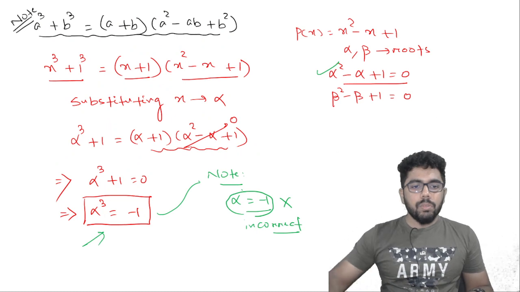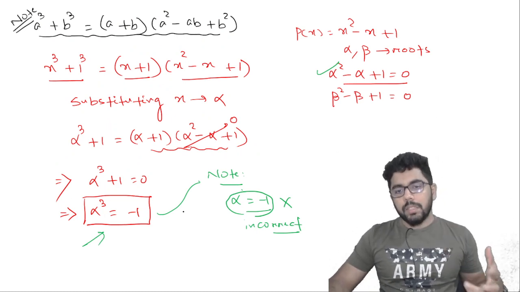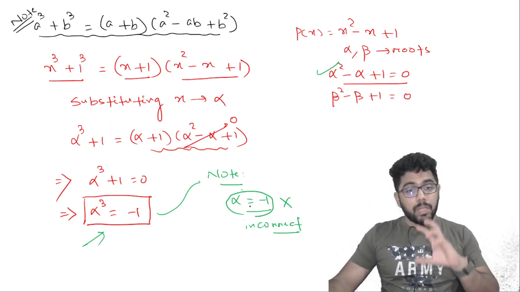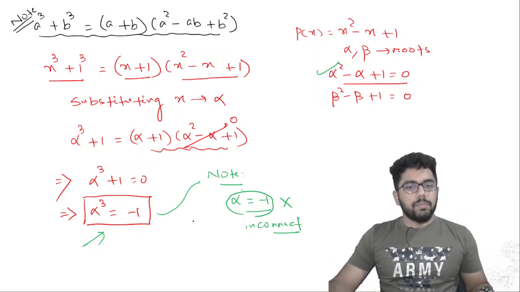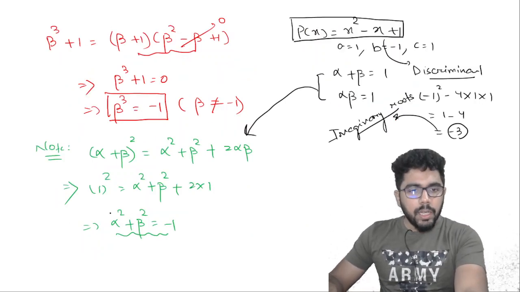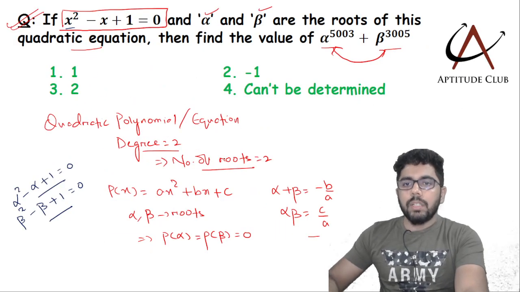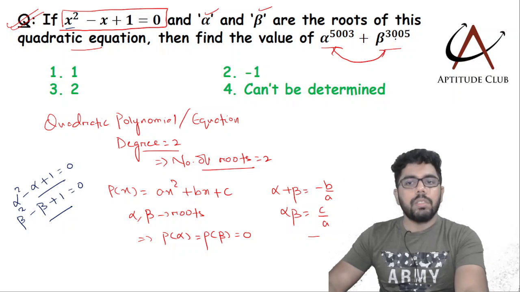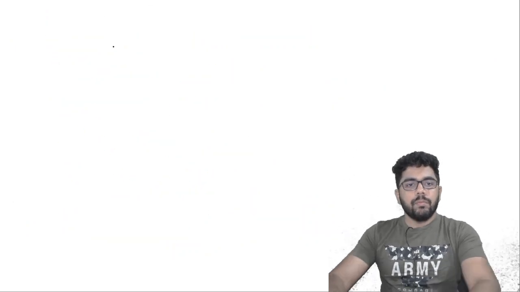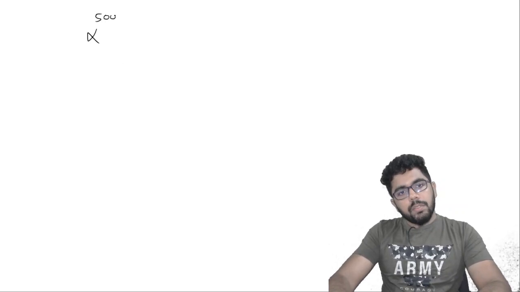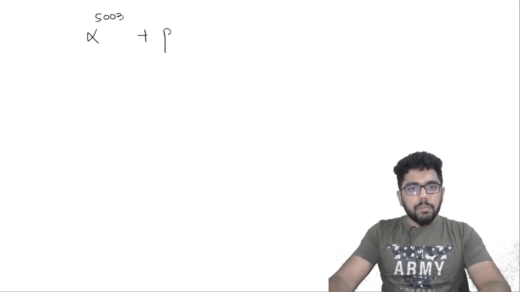That is why I said, when alpha cube is minus 1, don't take alpha as minus 1, because that's a real number, but alpha and beta are imaginary numbers. So you keep it in this way and we'll use this relation, alpha square plus beta square is minus 1. So in the end, we'll have to calculate alpha to the power 5003 plus beta to the power 3005.